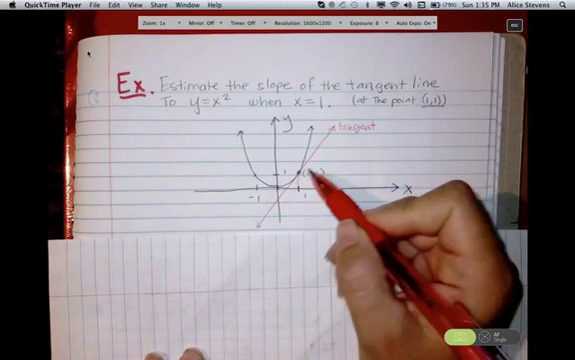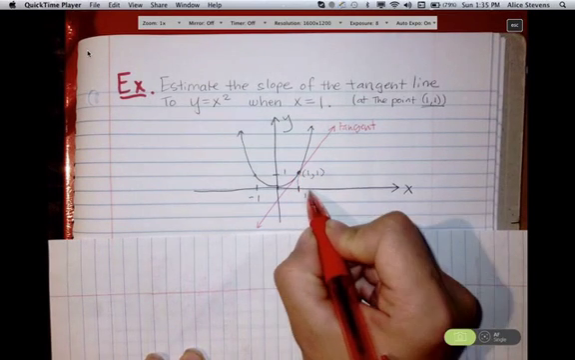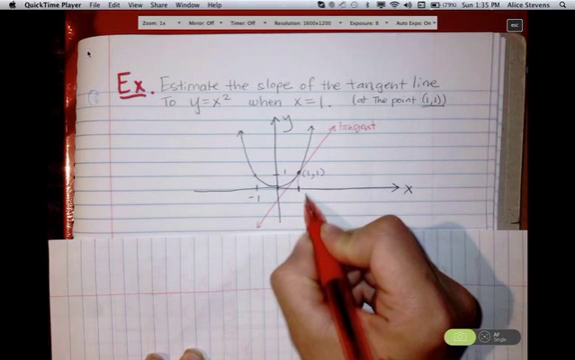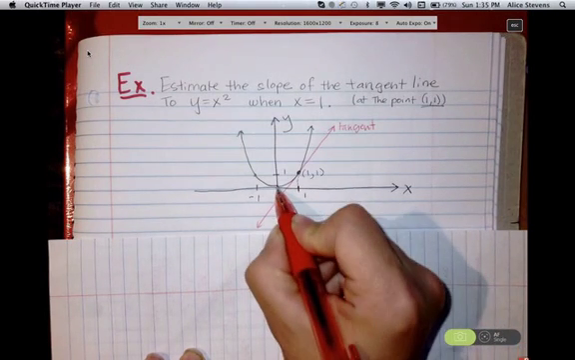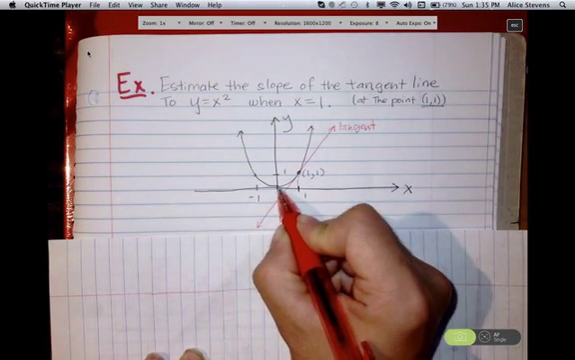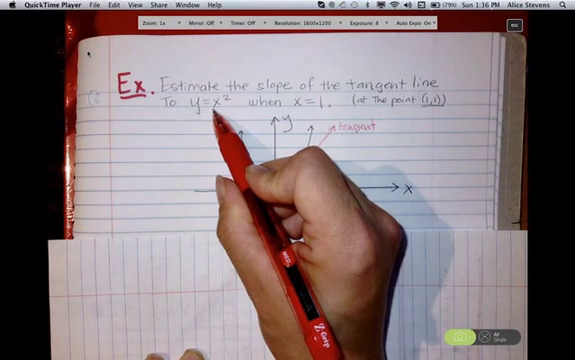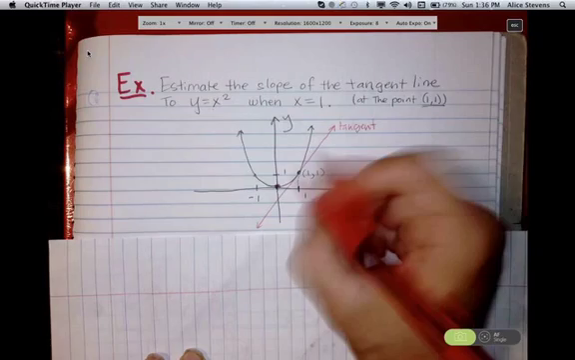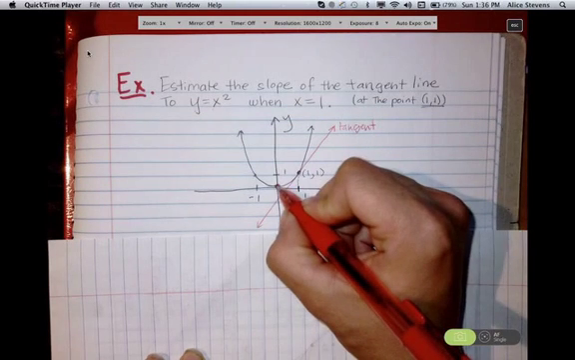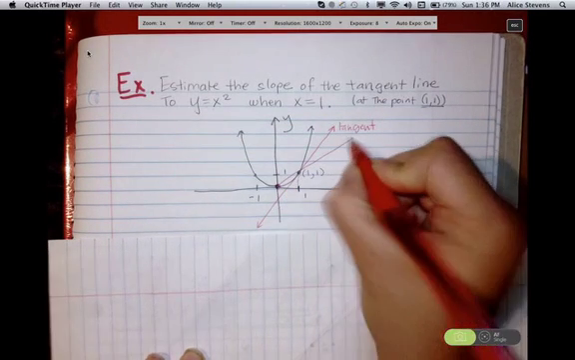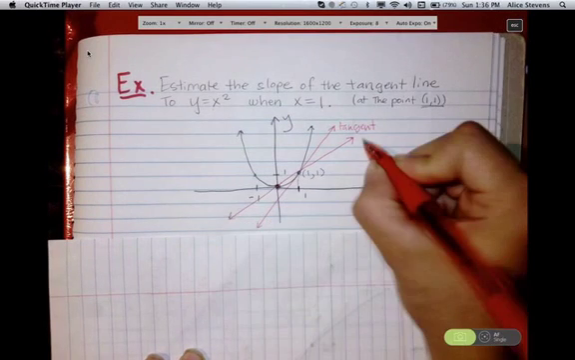However, what I can do is choose another value of x that's close to 1, for instance, 0, and I can use the point on the graph of the parabola that corresponds to x equals 0 in order to create a secant line. So I'm going to do that right now. So there's my secant line.